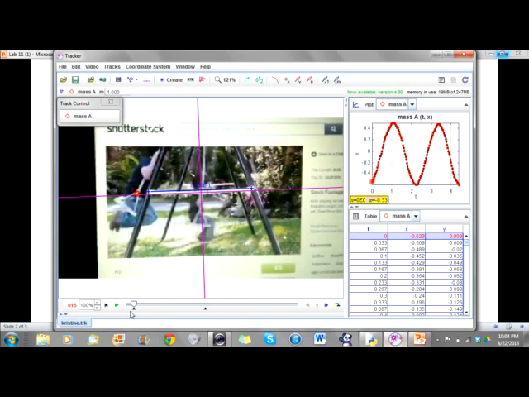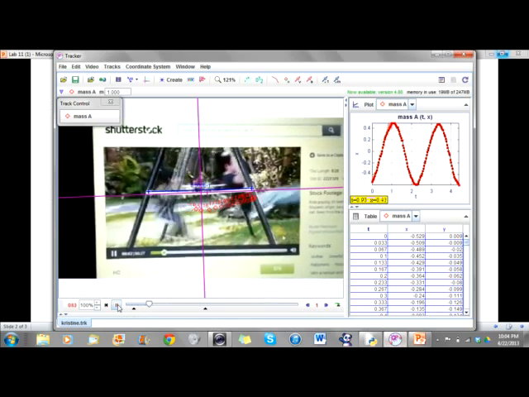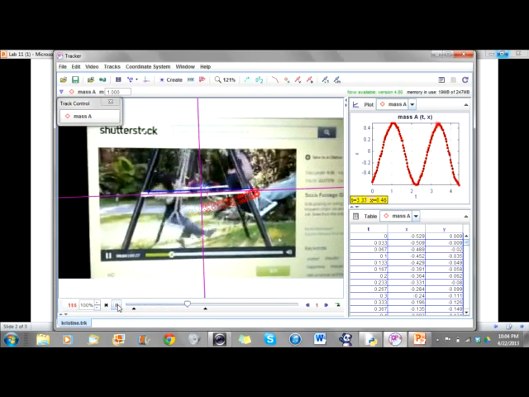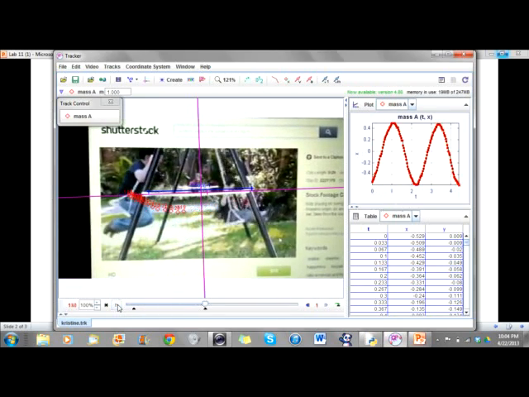I analyzed the video and tracker. The axis is set and the calibration stick is based on the length of the cross support of the swing set. The clip runs for a total of 4.4 seconds.